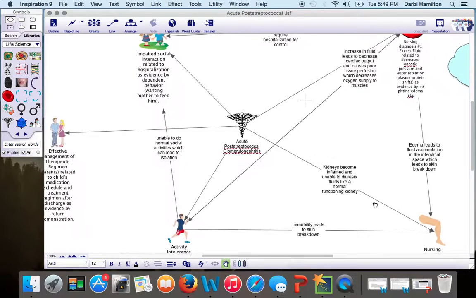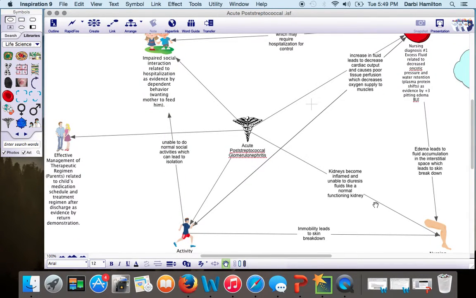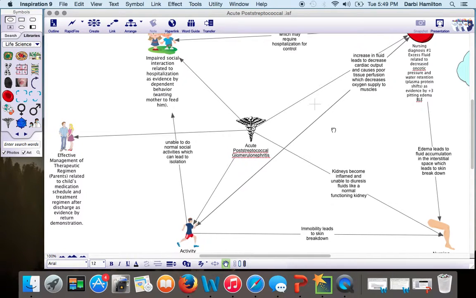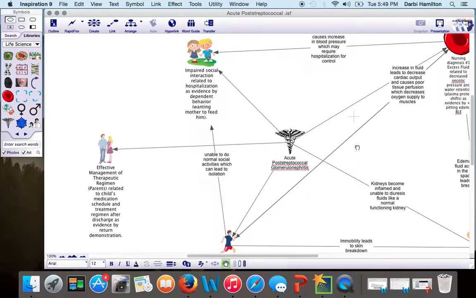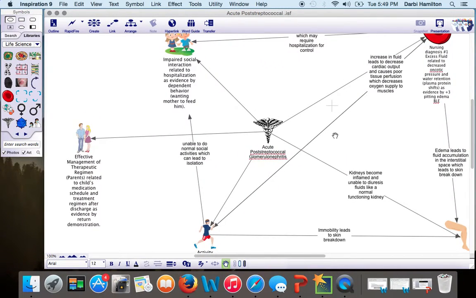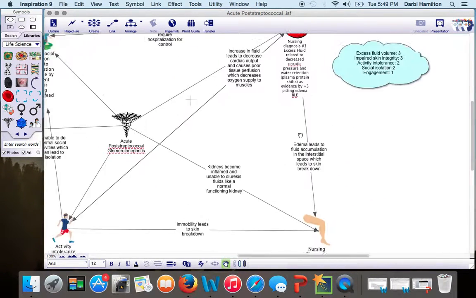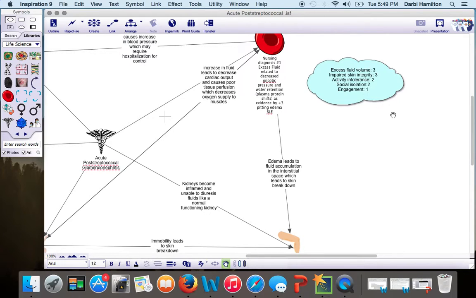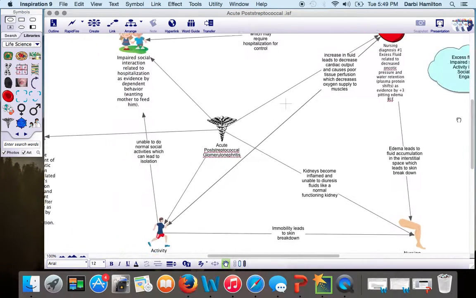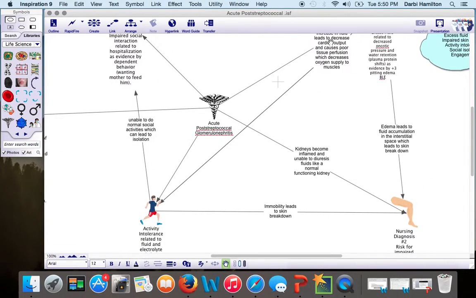As for it relating to impaired social interaction, if you look at it in a general way, when you have increased fluid retention, it leads to all those other things, which makes you homebound or hospital-bound and makes you tired, so you can't go on with your normal day-to-day life. And our second ranking nursing diagnosis was impaired skin integrity, followed by activity intolerance, social isolation, and then the engagement one with the parents. Okay, thank you.